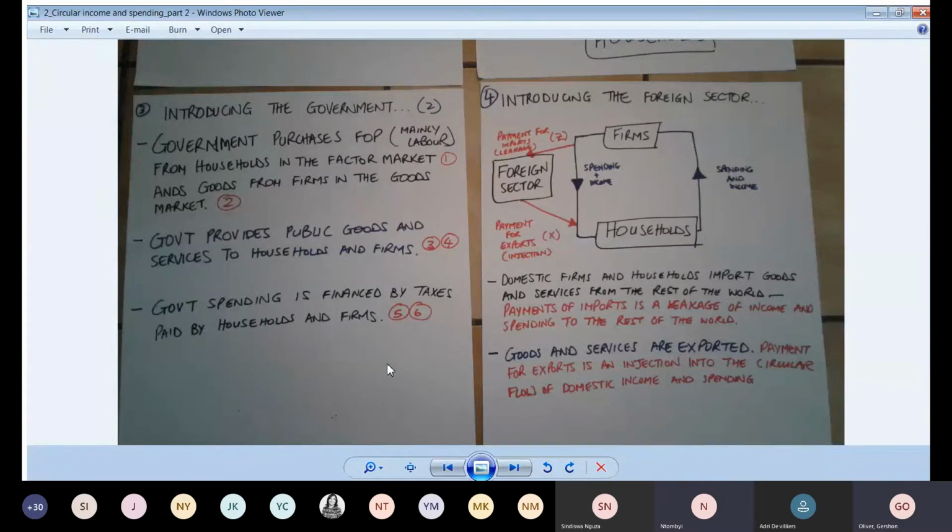I'd say it's an injection. It stimulates. No, you're spot on. Spot on. Definitely.